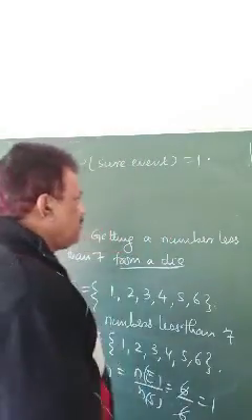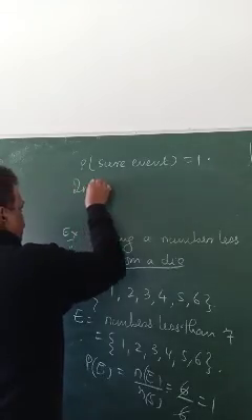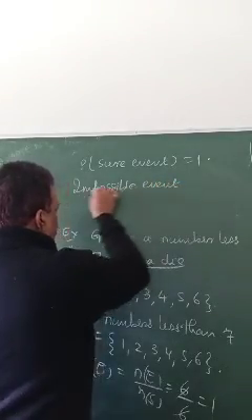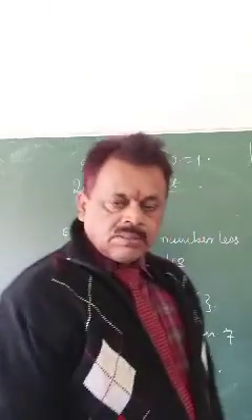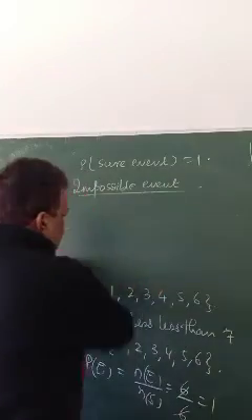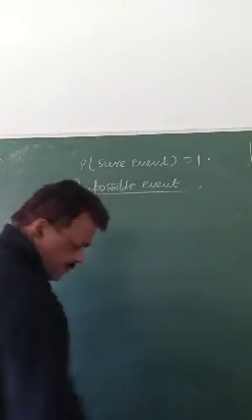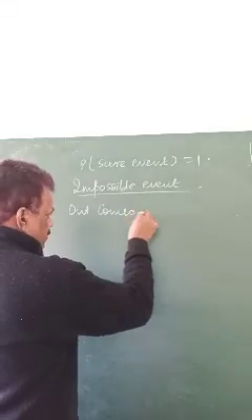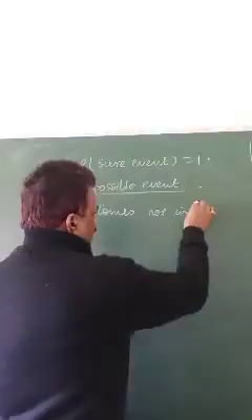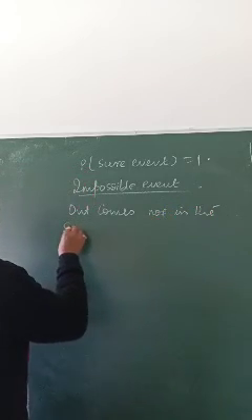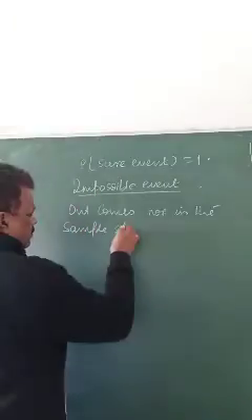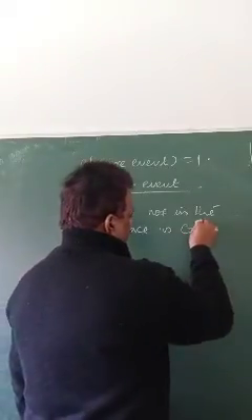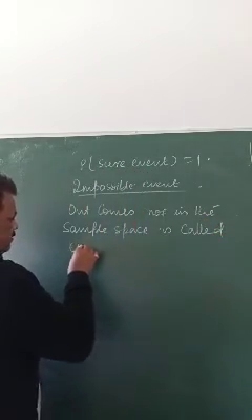Okay. Probability of an impossible event. The outcomes not in the sample space are called an impossible event.